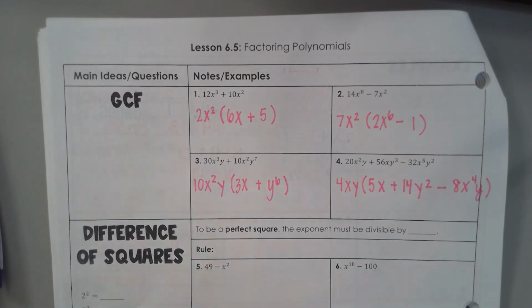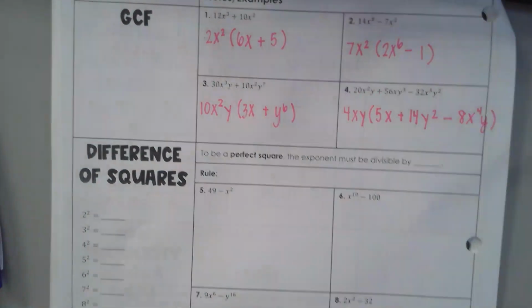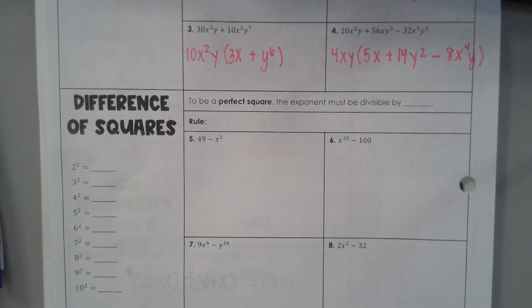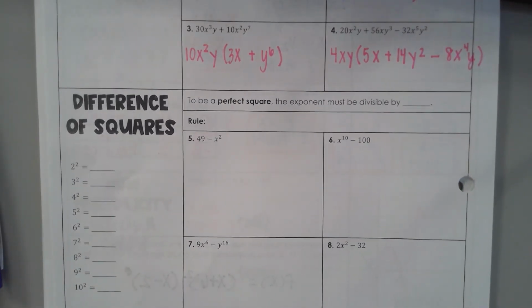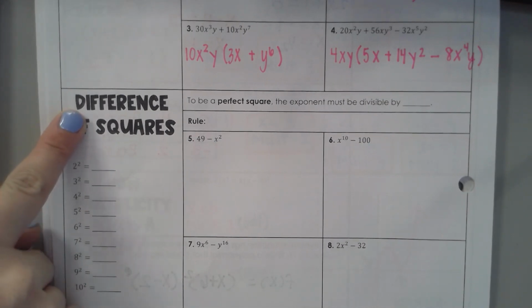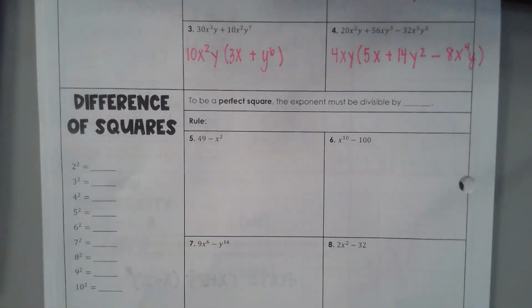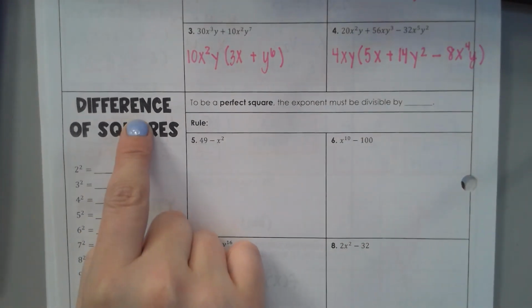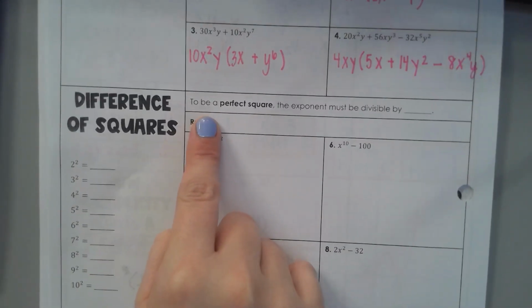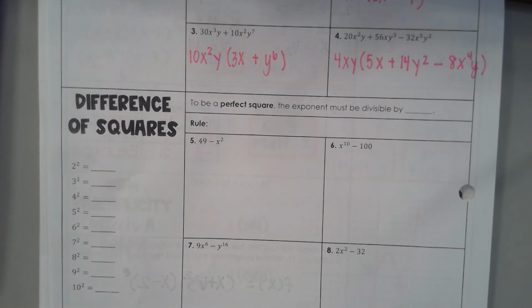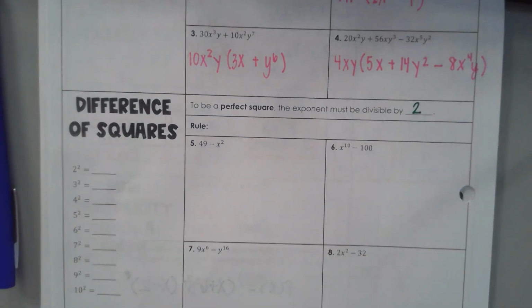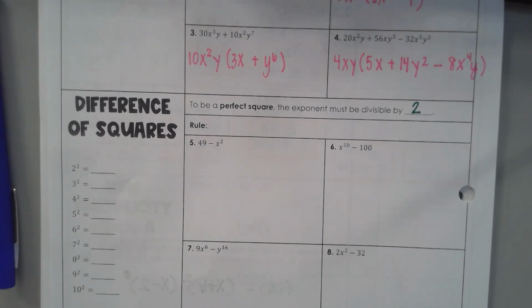Okay. Now the next thing is difference of squares. So we can factor a difference of squares when, what does difference mean? Subtraction. Whenever we have a subtraction sign and we have two perfect squares on either side of the subtraction, this is a way we can factor. It's kind of like a shortcut. In order to be a perfect square, if it's a variable, the exponent must be divisible by 2. So any variable with an even exponent is considered a perfect square.